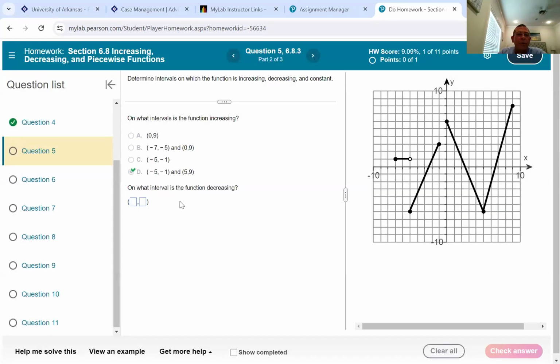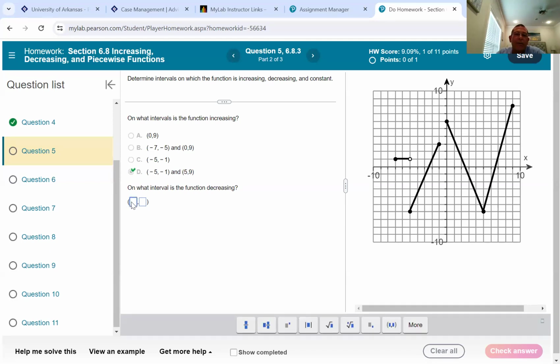So, dude, this one wants me to fill it in. So, where is it decreasing? Well, that's the third line going downhill left to right. So, do y'all want to stab at that one? So, we need to know where it's starting at and where it's ending at on the x-axis.